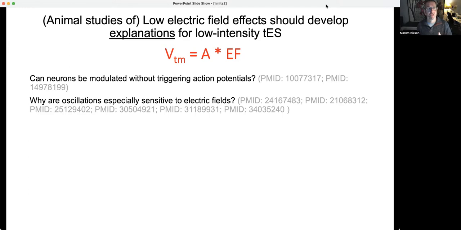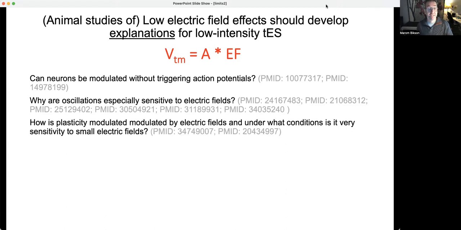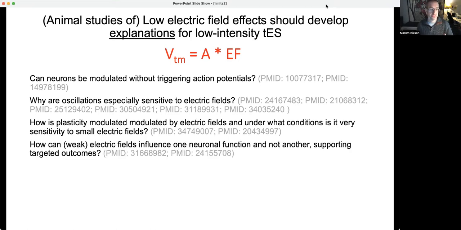We can ask questions like, what about oscillation? So these are already emergent network phenomena in different parts of the brain. Are they especially sensitive to low intensity electric fields and high intensity electric fields? And why? What is the explanation for why they're sensitive? And these kind of studies can address that. Is plasticity affected by stimulation? And why? What is the explanation for why ongoing plasticity in the brain is so sensitive to electrical stimulation?